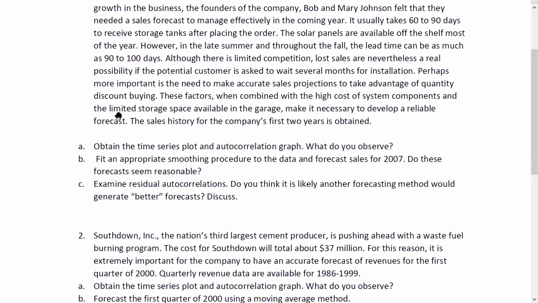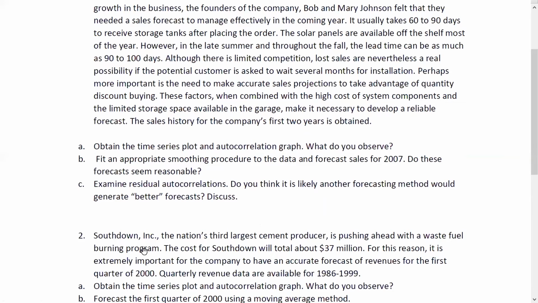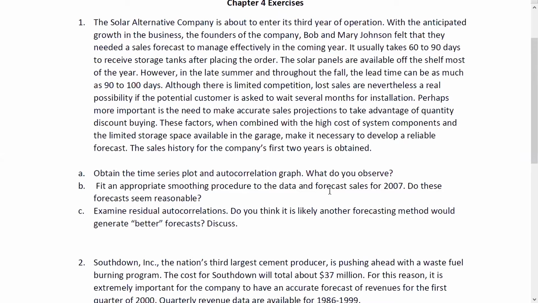Part A, obtain the time series plot and autocorrelation graph. What do you observe? Part B, fit an appropriate smoothing procedure to the data and forecast sales for 2007. Do these forecasts seem reasonable? Part C, examine residual autocorrelations. Do you think it is likely another forecasting method would generate better forecasts? Discuss.